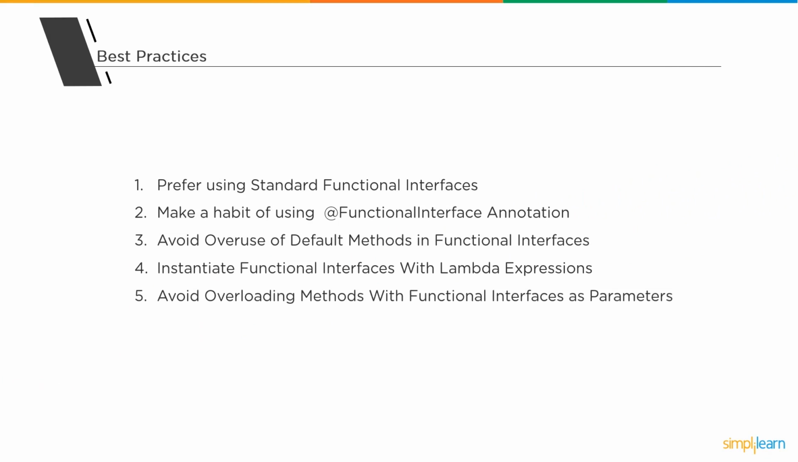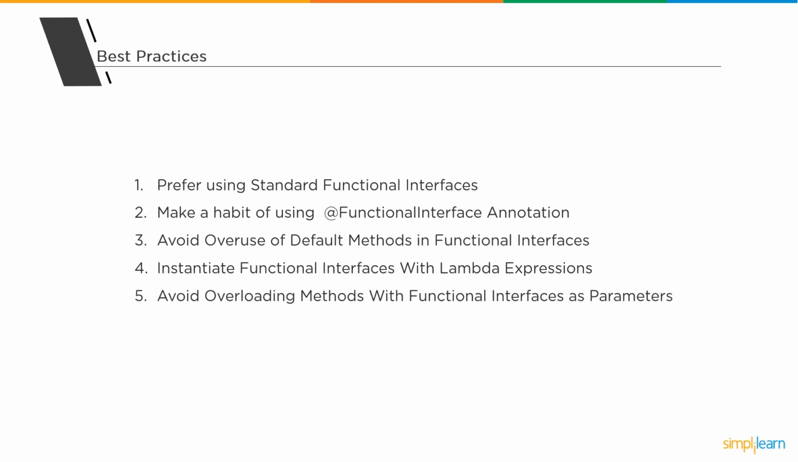The first one is prefer using standard functional interfaces. Functional interfaces, which are gathered in the java.util.function package, satisfy most developers' needs in providing target types for Lambda expressions and method references. Each of these interfaces is general and abstract, making them easy to adapt to almost any Lambda expression. Developers should explore this package before creating a new functional interface.